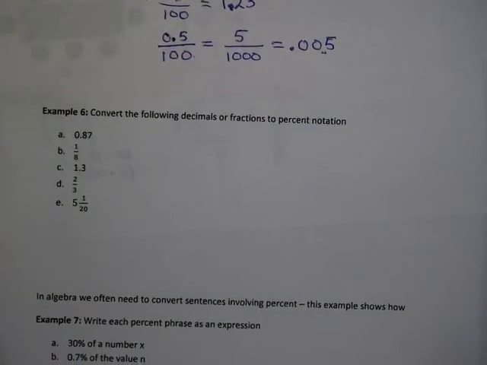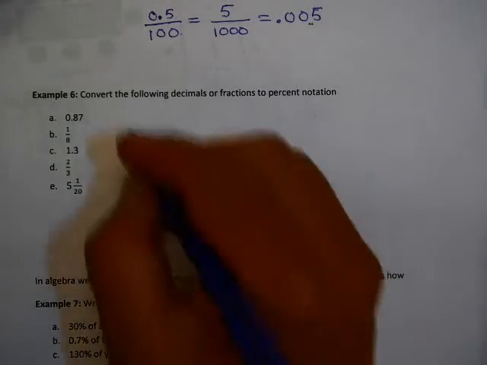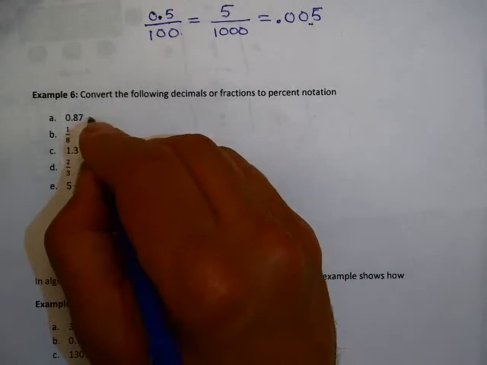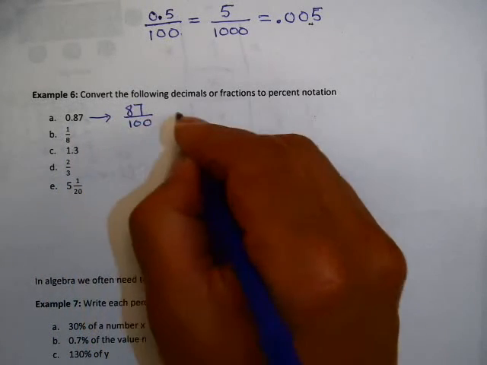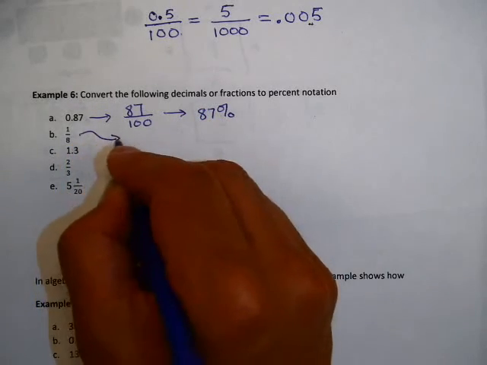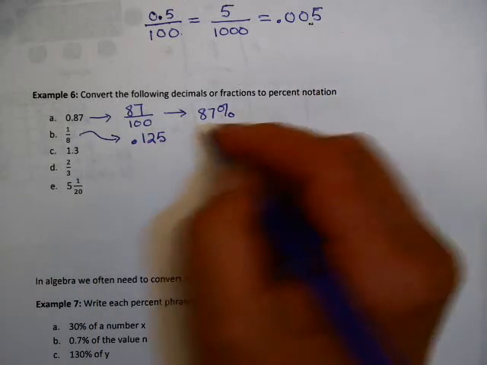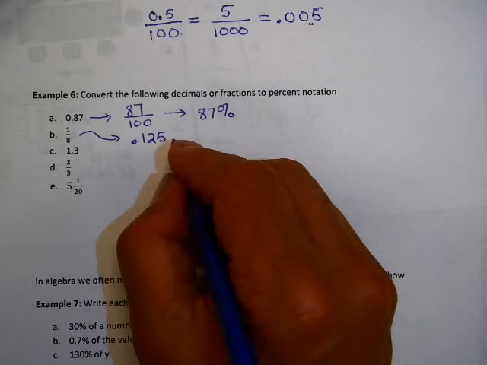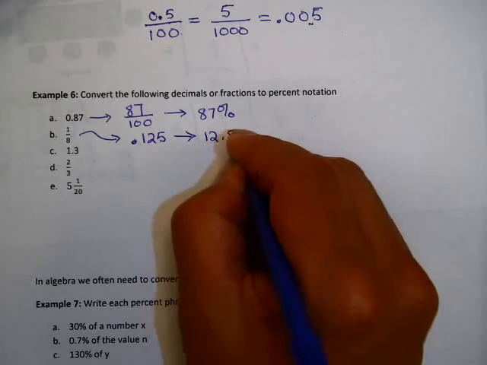Converting from decimals to percent notation also is pretty easy. All you really need to do is divide and multiply. So this 0.87 means 87 over 100, which is equivalent to saying 87%. 1/8, if we write that as a decimal, is 0.125. Now, if I want to convert this to percent notation, I'm going to multiply by 100 and get 12.5%.